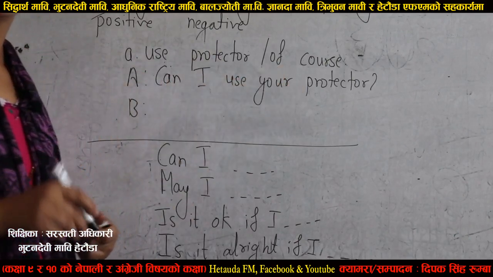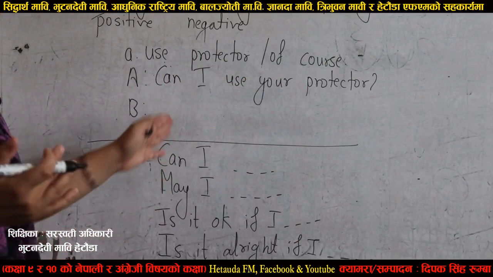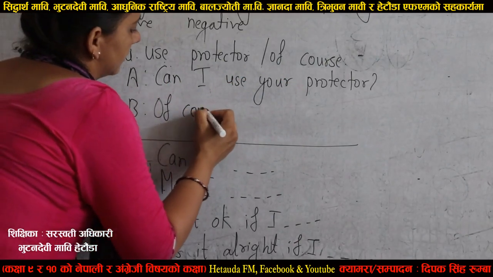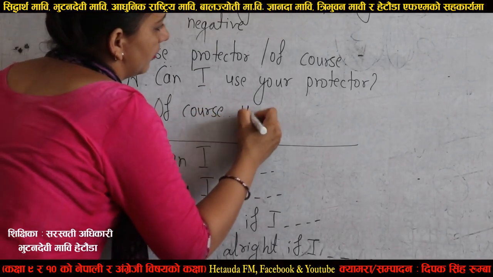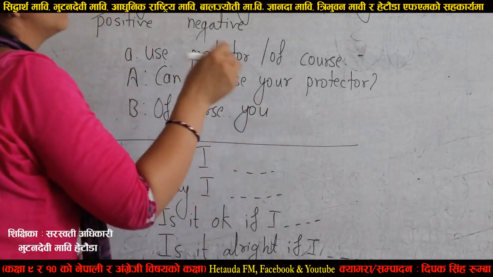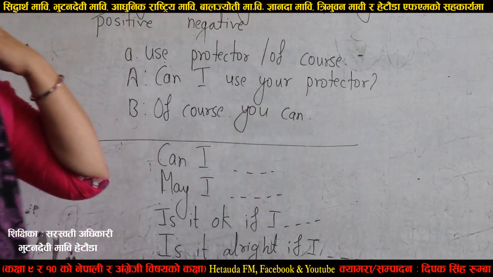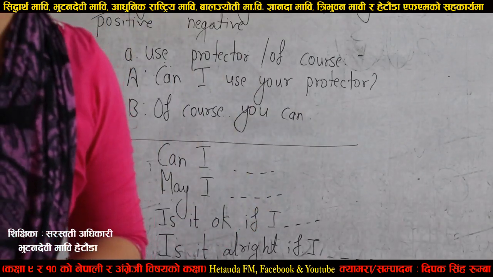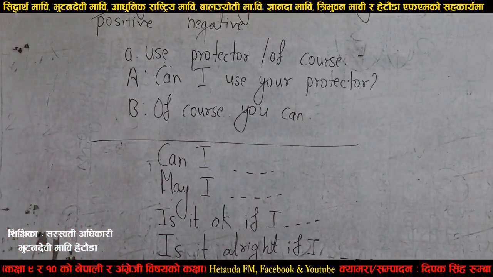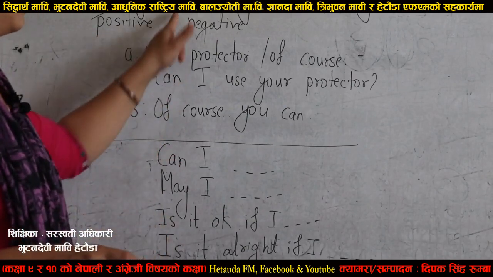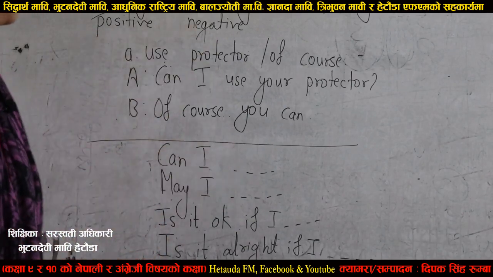So how can we write? What is the response made by B now? Of course you can. Can I use your protector? Means of course you can. You see, it's very easy to do. Dear students, A has to make a request and B has to reply, either giving permission or withholding permission.